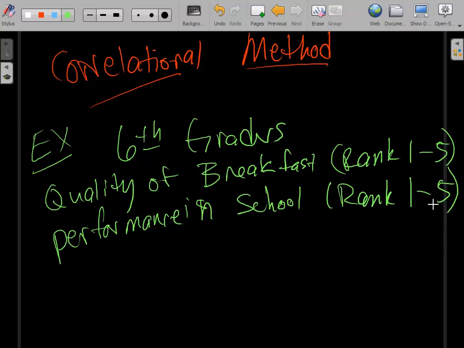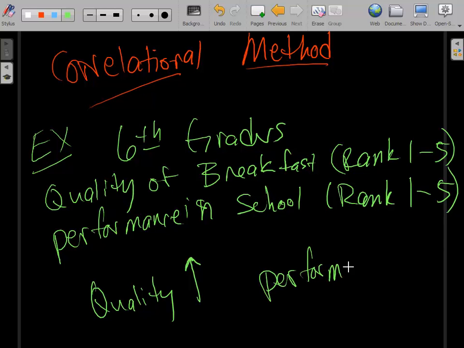So the idea here is that if a student has a really high quality breakfast, does that mean they're going to do better in school? Okay, that isn't something we can necessarily assess, right? I mean, the quality of breakfast isn't necessarily determining the performance in school, but there is a strong association. So in other words, if the quality goes up, we might often see the performance will go up. Okay, it doesn't mean quality is dictating performance, but the association is, as quality increases, performance increases.